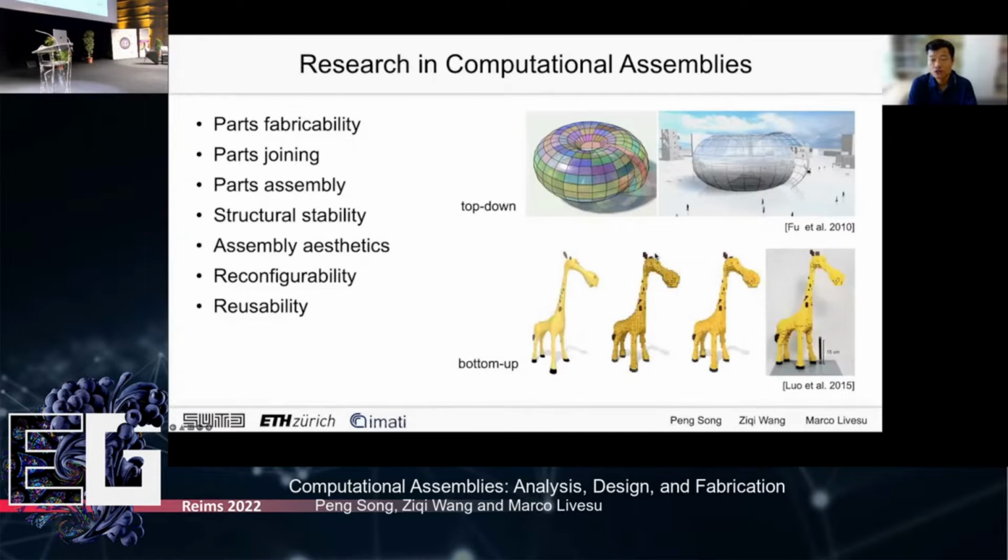Sometimes reusable parts are given and fixed, such as Lego bricks. Using their instances to approximate a given shape can be formulated as a bottom-up problem to look for an optimal layout of the parts.